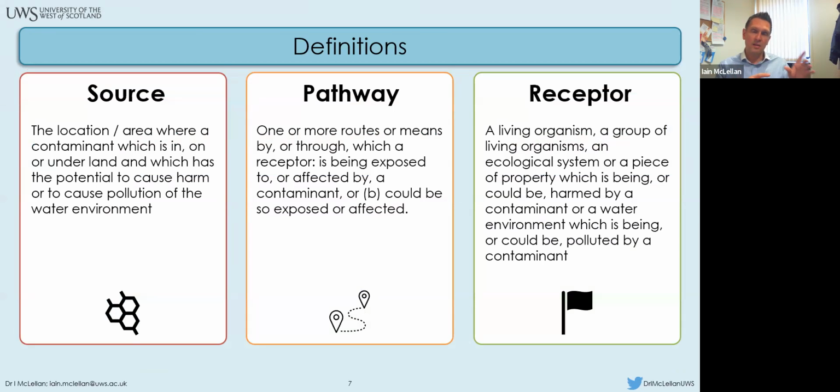Within the EPA, the Part 2, there are 3 definitions as well. So you've got your source, which is your pollutant, which is causing harm to the water environment or to the receptor. You've got the receptors, and it's quite a broad definition. Now, a receptor is a living organism, a group of living organisms, an ecological system, or a piece of property. Okay. And the water environment.